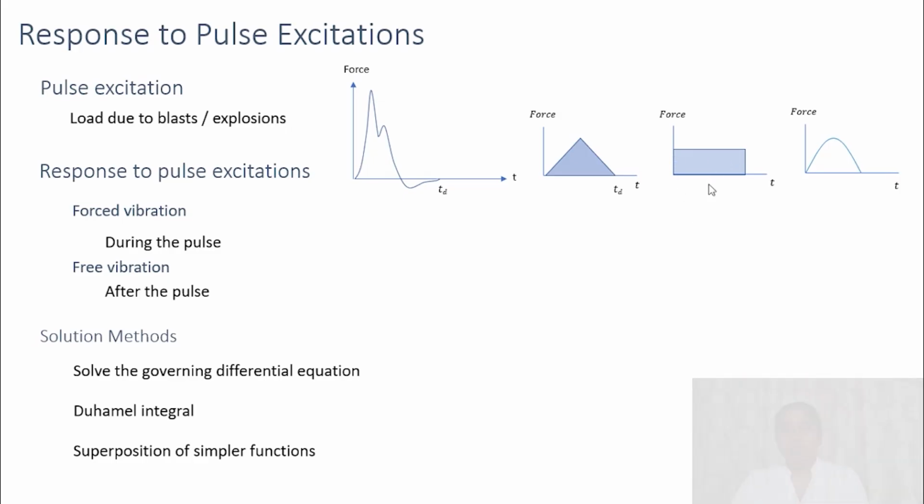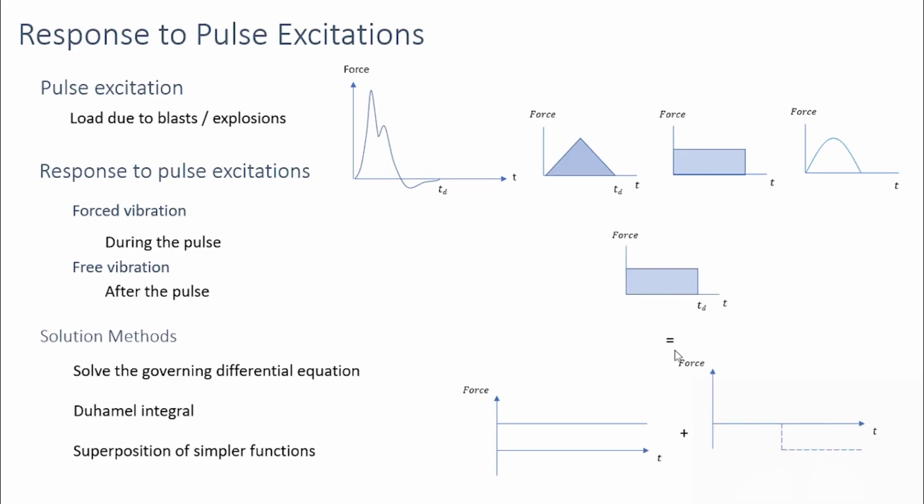For example, this rectangular pulse can be treated as a sum of these two forcing functions. This is a step force starting at time equal to 0 with a magnitude P, and this is another step force which starts after some time and has a magnitude minus P. If you add the responses due to these two step forces, we would get the response due to this pulse. And in the previous lectures, we have learned how to find the response due to step functions.